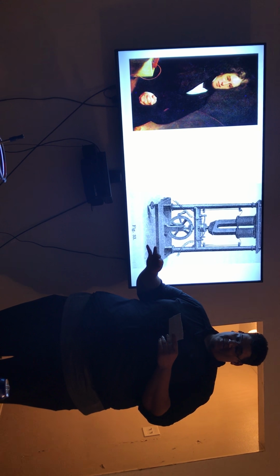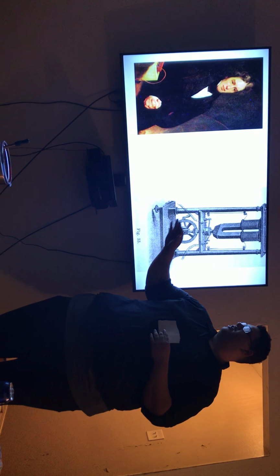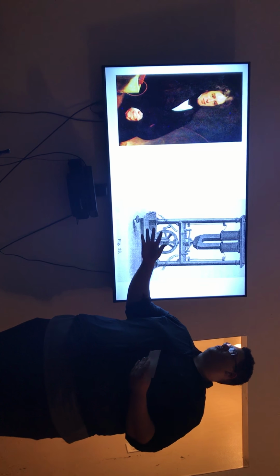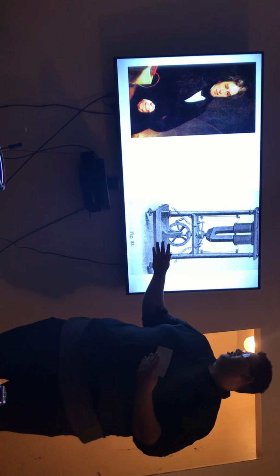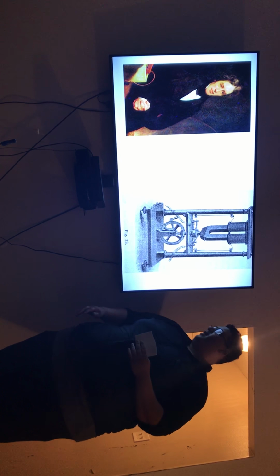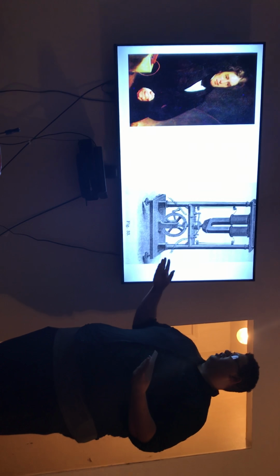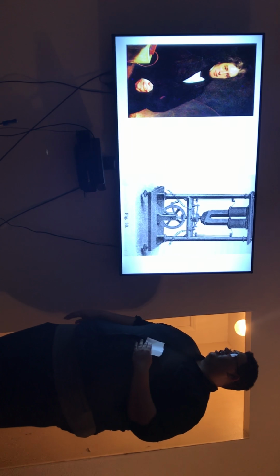He has a really hard name, Hippolyte Pixii. He is what history says was one of the founding fathers of the alternator, and this is one of the first alternator plans that he developed.